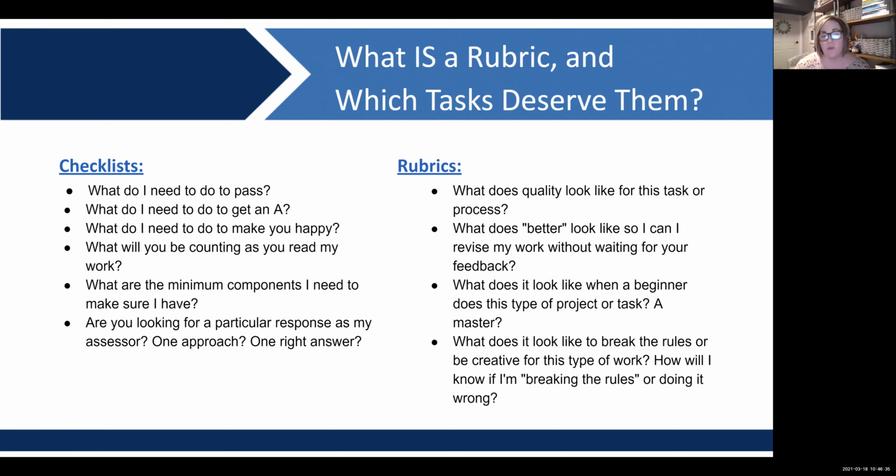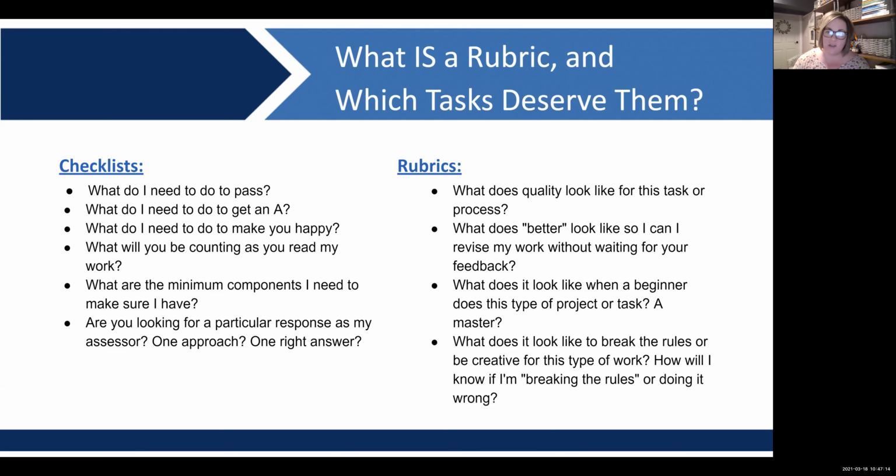A checklist helps learners answer, what criteria do I need to meet in order to pass? Oftentimes that criteria does not involve levels of competence, but instead it simply articulates something that students are either doing or not doing. Checklists also help students answer the question, what do I need to do to get an A? And they only define what the A looks like. What do I need to do to make you happy? What will you be counting as you're reading my work? If you are quantifying anything, a checklist is a really good thing to use.